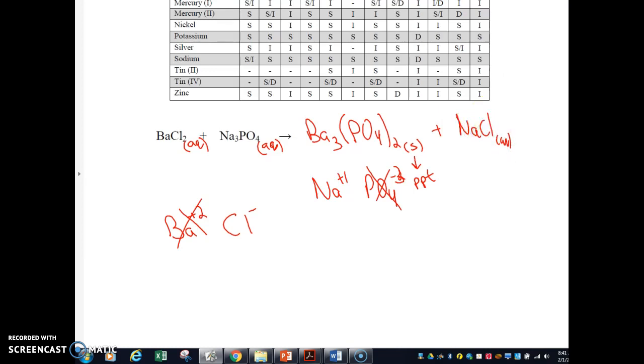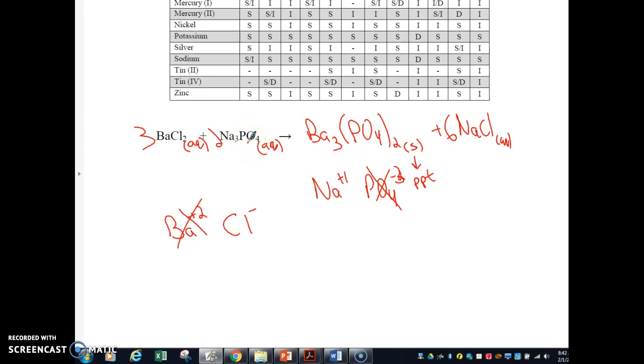But remember, whenever you do this, a lot of times when you're going through all these things, you forget about balancing if you're going too fast. So there's 3 barium, so I'll balance the barium. Now that gives me 6 chlorine, so I need a 6. That gives me 6 sodium, so I can put a 2 here for 6 sodium, and then that takes care of the phosphate group too.